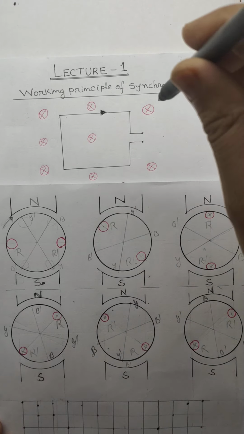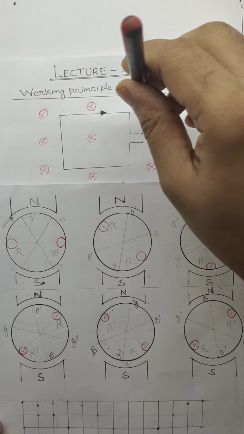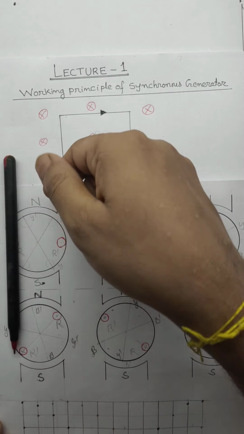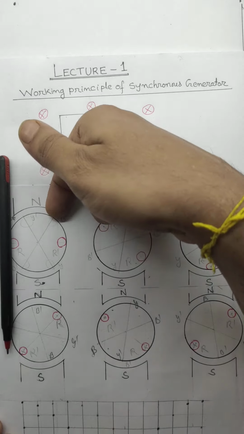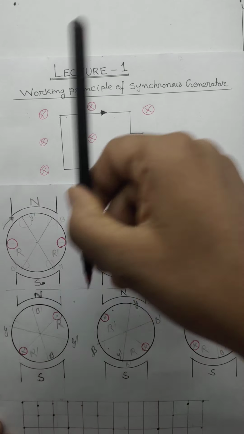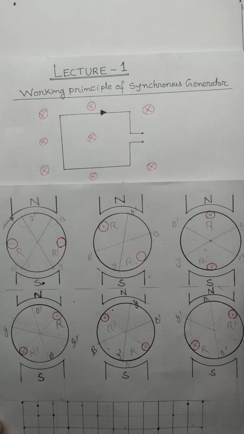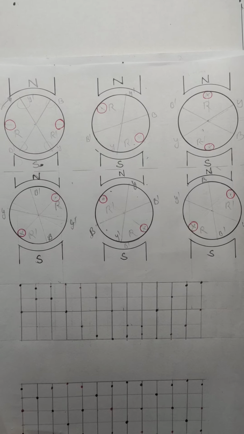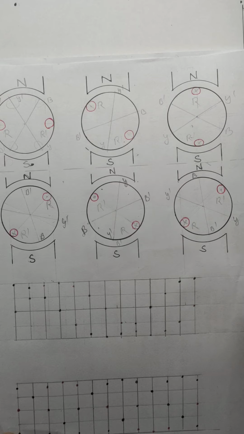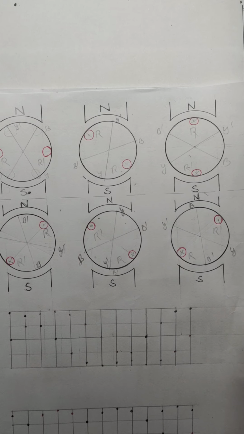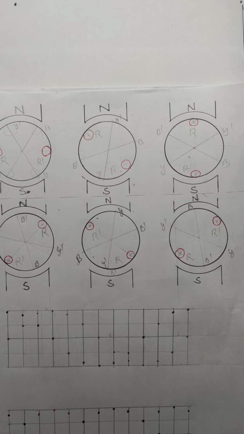Here the flux is coming from top to bottom. Here the flux is coming like this in the plane of the paper. Here the flux is perpendicular to the plane of the paper. Otherwise the concept is the same. Now let's look at this diagram. We will explain the same thing once again, hoping that it will make the understanding of the machine a little bit more clear.